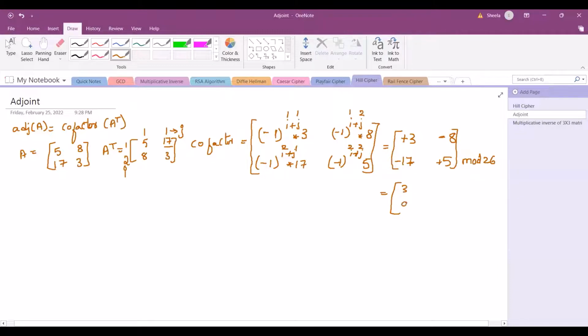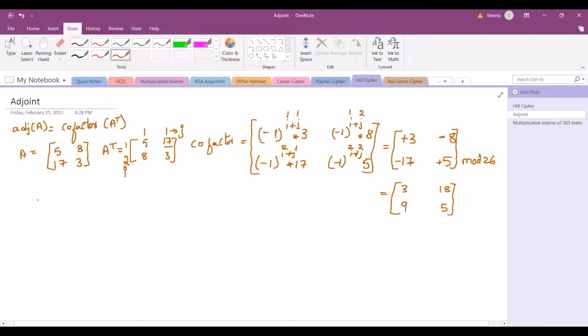We are going to get the value 9, because 26 minus 17 is 9. And similarly, when we add 26 for 8 minus 8, we are going to get the number 18. So this is the corresponding cofactor.